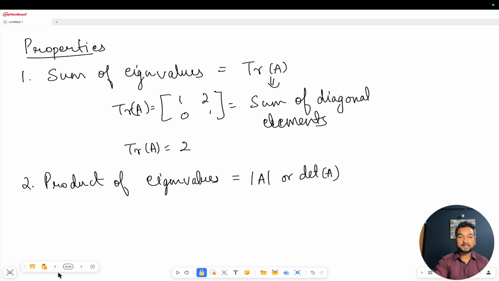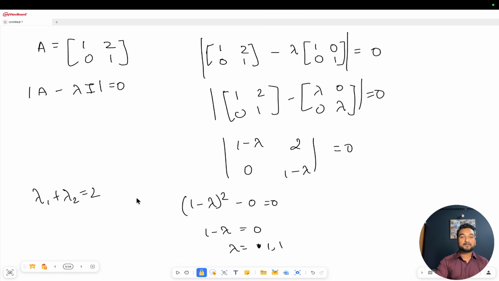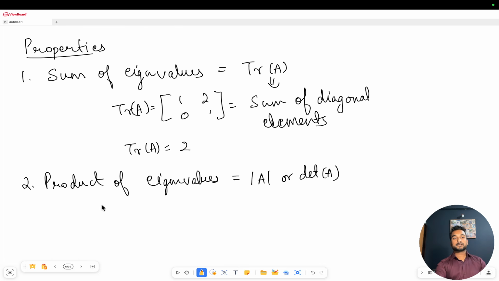We can prove this second property. See, what is your determinant of A? Determinant of A will be 1 minus 0, so it is 1. And you can see your two eigenvalues: lambda 1 is 1, lambda 2 is also 1. So lambda 1 into lambda 2 is 1 into 1, which is 1. Okay, so these are the properties.